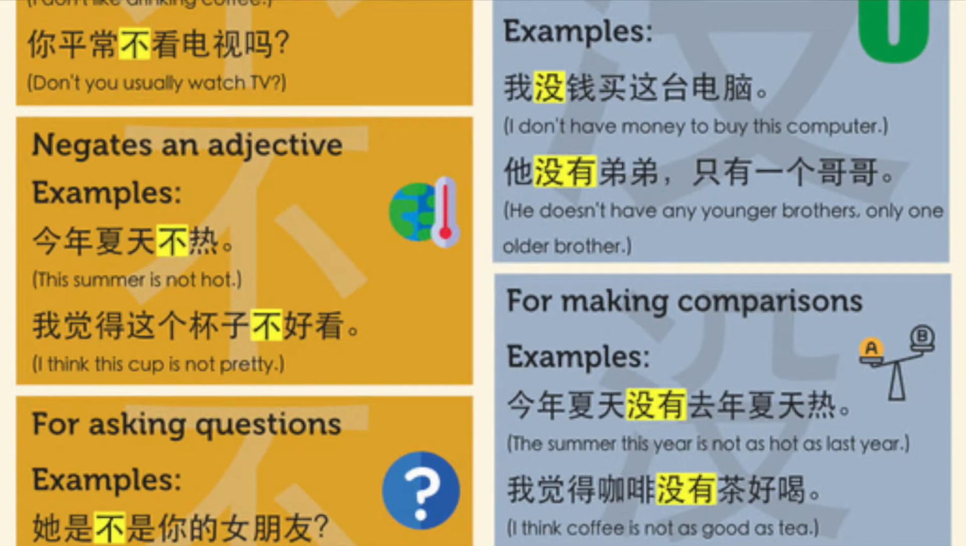The character 不 also negates adjectives. For example, 今年夏天不热. This summer is not hot. 我觉得这个杯子不好看. I think this cup is not pretty.